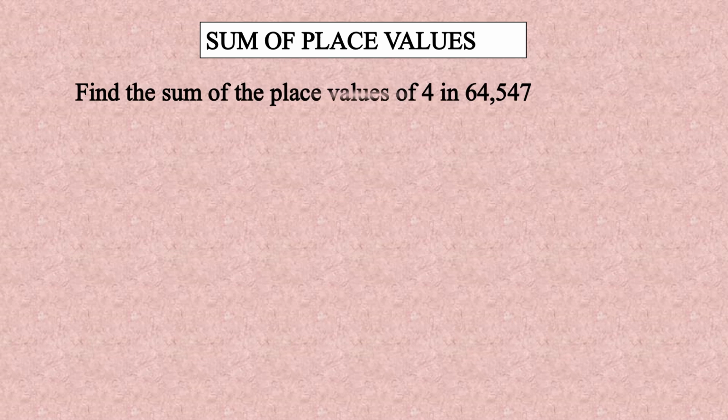Now we know how to take out the place value and face value of any digit. Let's learn how to find the sum of place values by one example. Find the sum of the place values of 4 in the number 64,547.